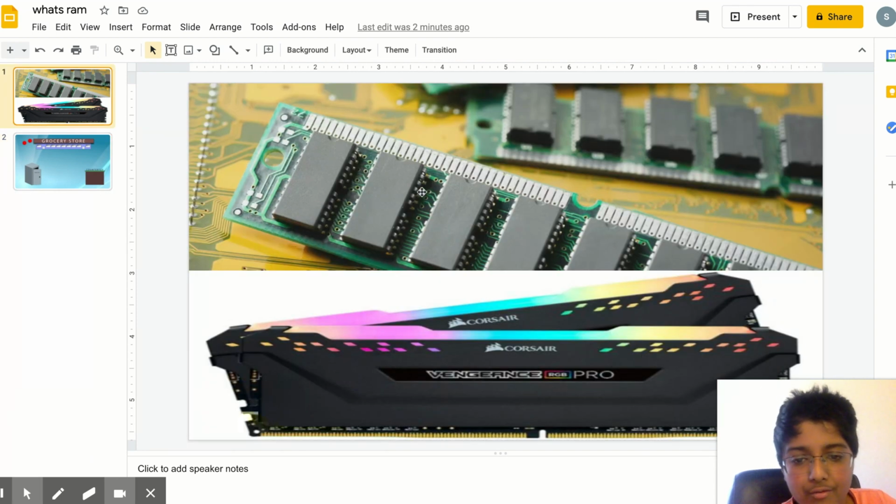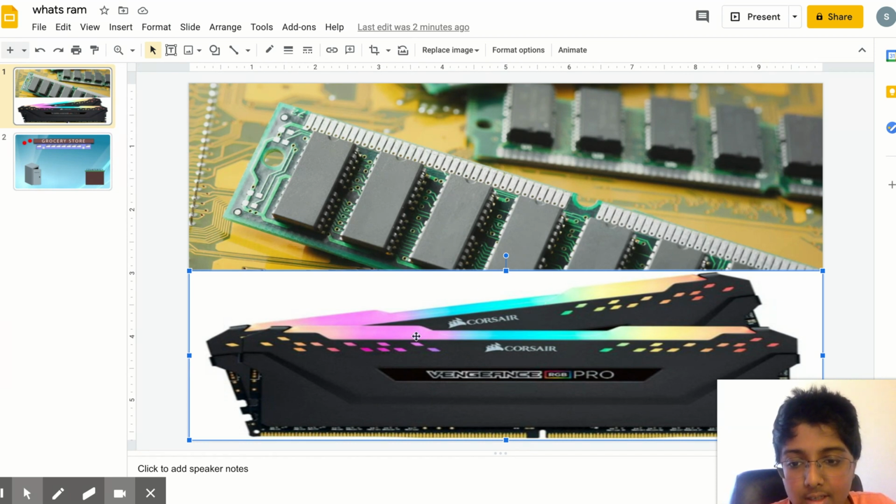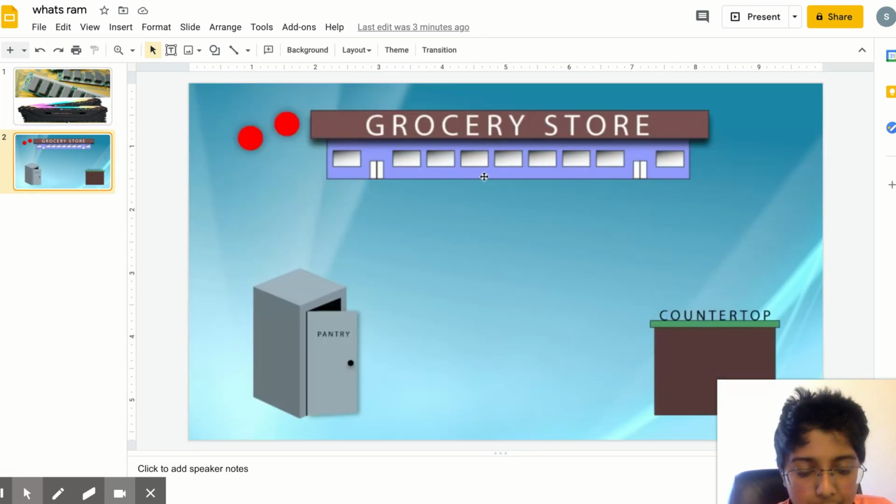So yes, we have two types of RAM. The one on the top is the one you could find in most computers and most laptops, and the bottom one is what you could find in gaming PCs, pre-built gaming PCs, and stuff like that. Okay, now there's the second part.